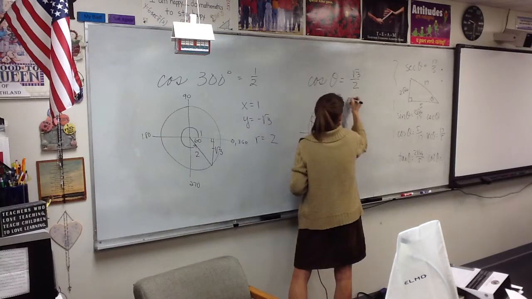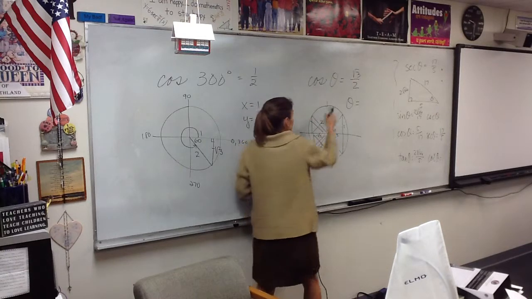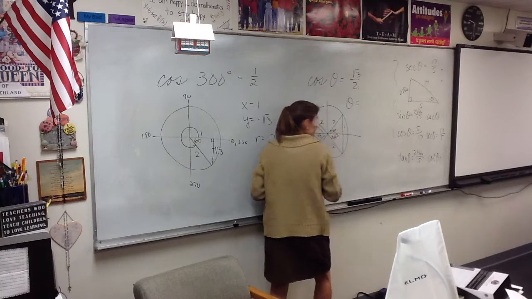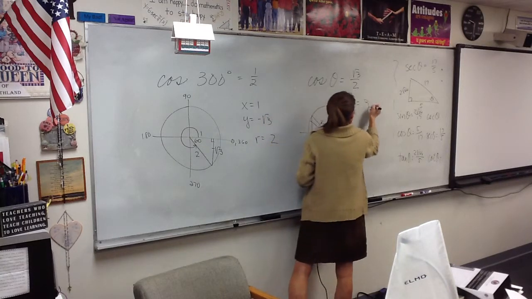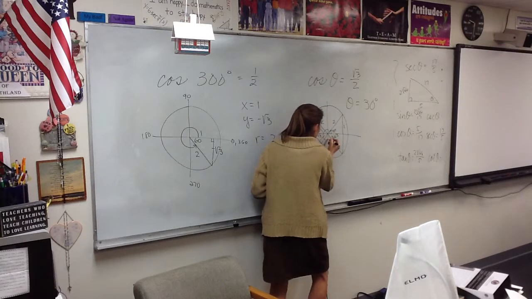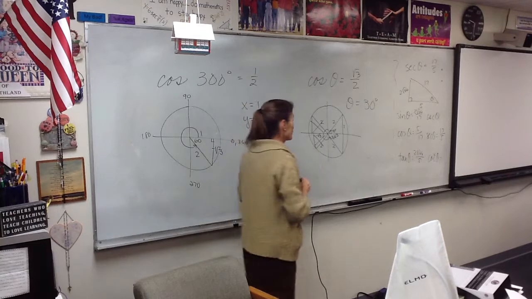So what's the answer to the question? What angles, there's 2 of them, what angles will have a cosine of root 3 over 2? This one, which is 30, and there's another one, this one, which would be 330.